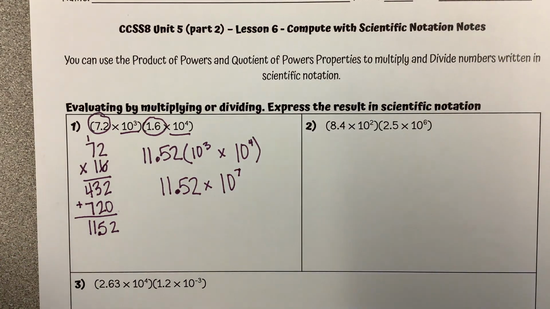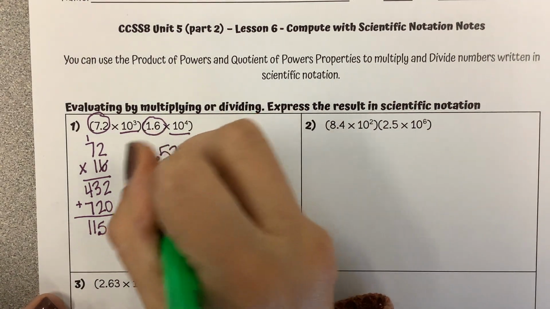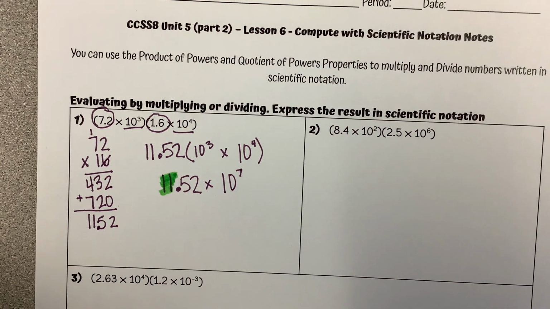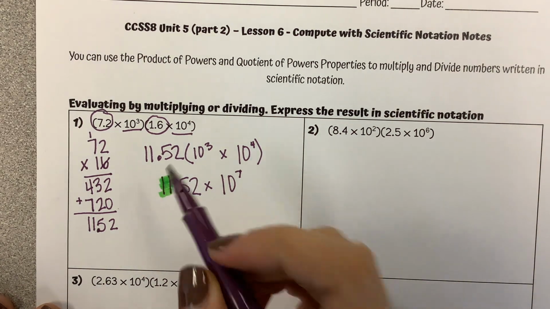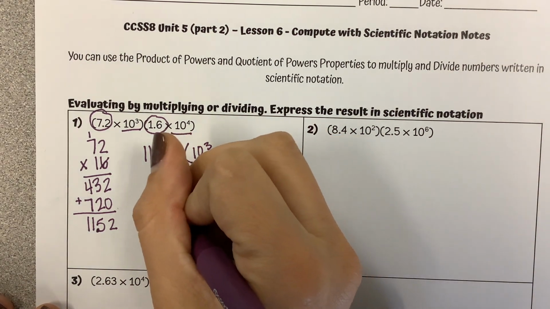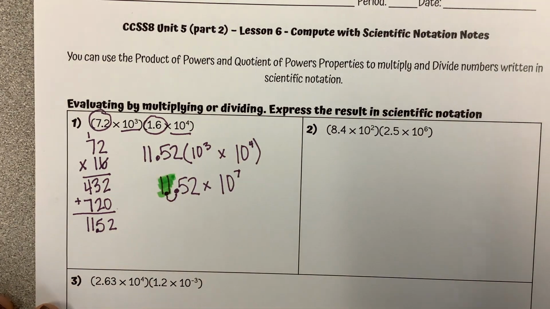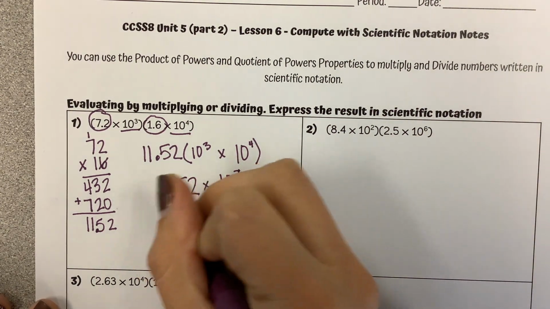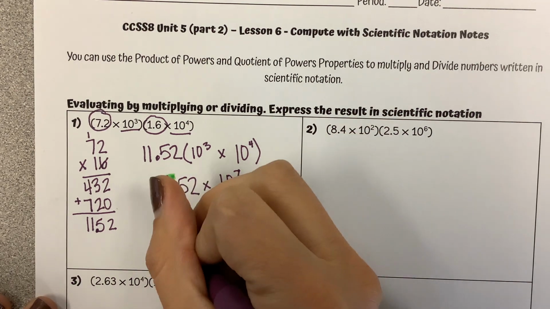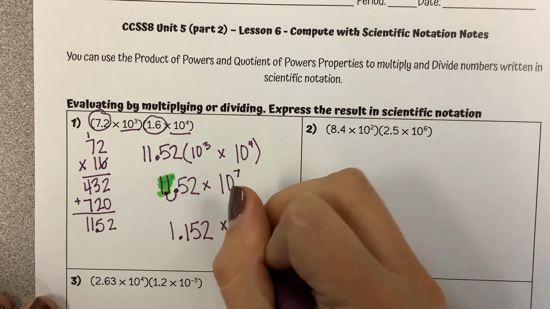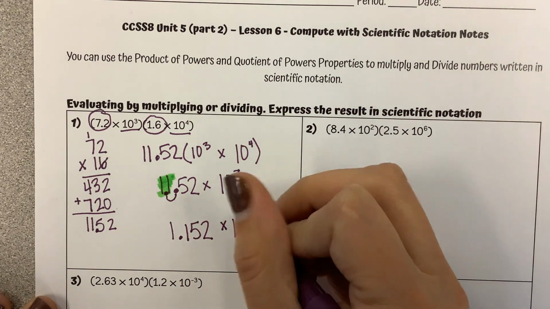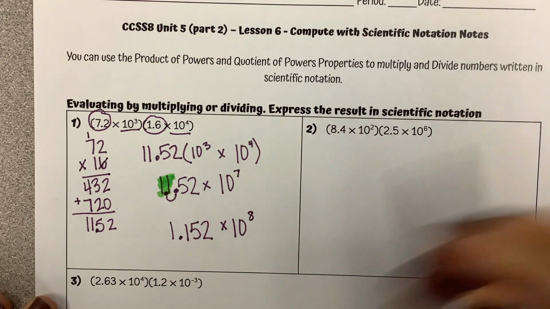Here's the only problem. Right now, this is not in scientific notation because our whole number here is greater than 9. It's a 2-digit number, right? So I'm going to move my decimal over 1, which essentially means I'm multiplying it by 10. So we have 1.152, and it's going to be times 10 to the 8th instead.